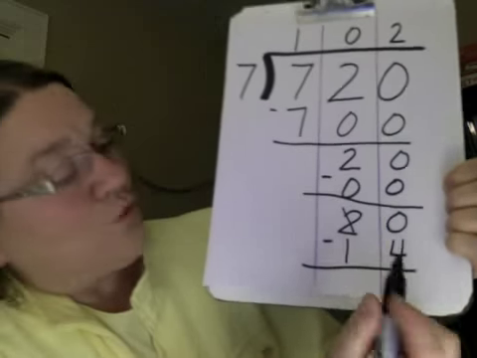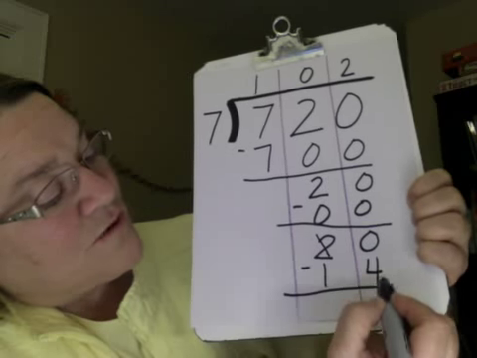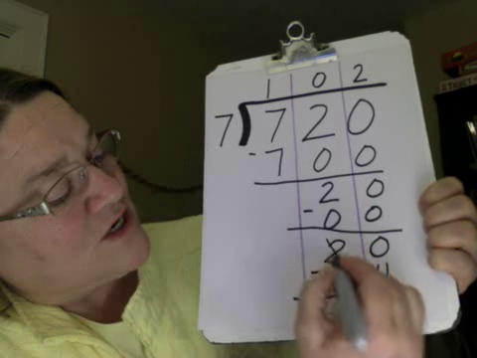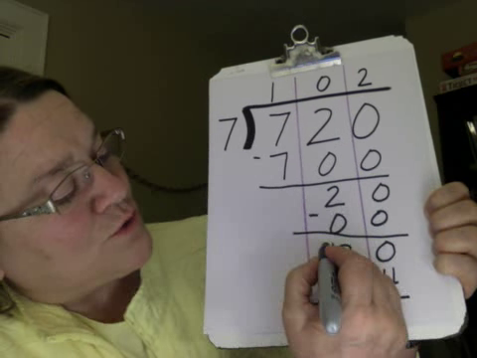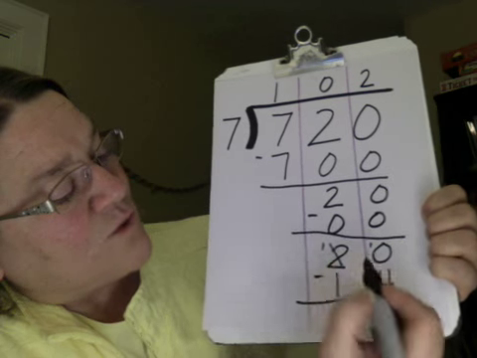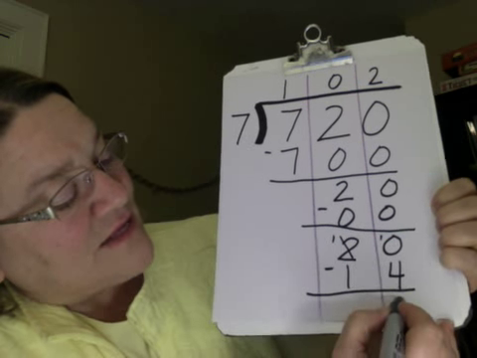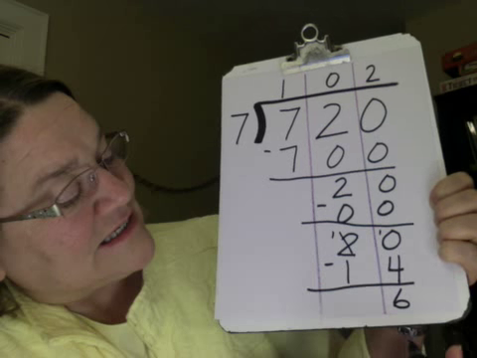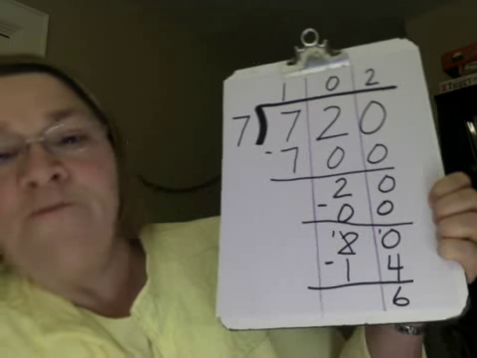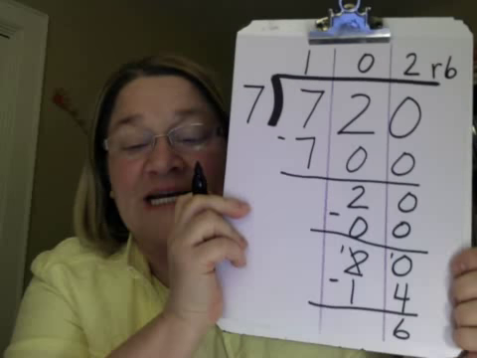And when we subtract that, we need to do a little regrouping. This 4 can't come from 0, so we need to regroup with the 2 and put one of the 10s here and one of the 10s there. And that gives us 6 and then 0. So our answer is 102 with a remainder of 6.